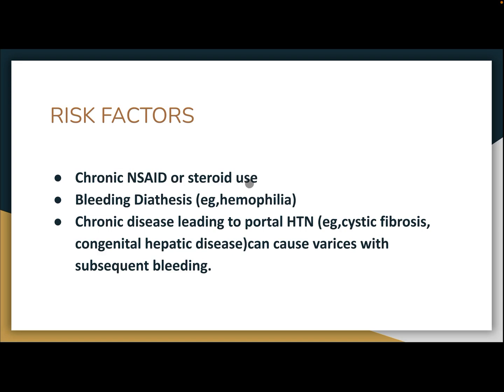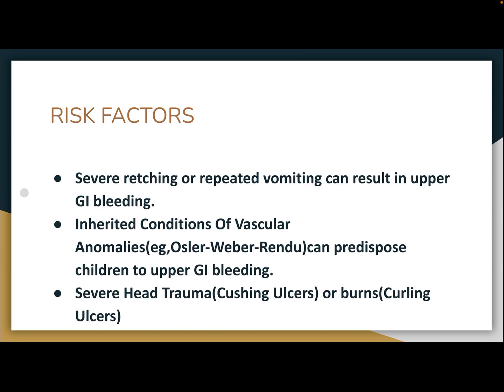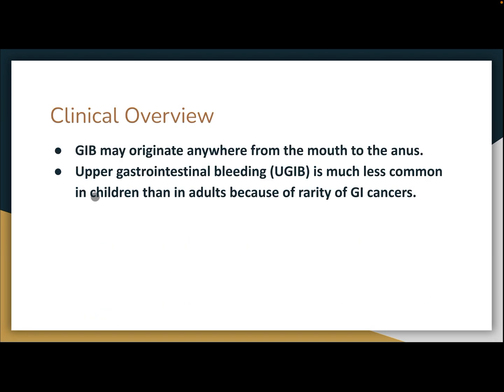Risk factors: chronic non-steroidal anti-inflammatory drug or steroid use, bleeding diathesis like hemophilia, chronic disease leading to portal hypertension like cystic fibrosis, congenital hepatic disease can cause varices with subsequent bleeding. Severe retching or repeated vomiting can result in upper GIT bleeding. Inherited conditions of vascular anomalies like Osler-Weber-Rendu can predispose children to upper GIT bleeding. Severe head trauma causing Cushing ulcer or burns causing Curling ulcer.